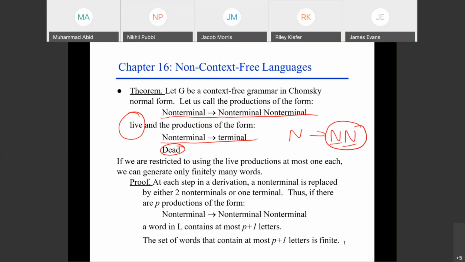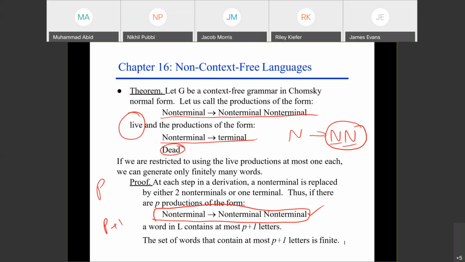So at each step in derivation, a non-terminal is replaced by either two non-terminals or one terminal. These are the only available production rules. Thus, if there are p productions of this form, live production rules, so we are saying you have a grammar, and in that grammar you have many production rules, and you have p of these kind of production rules. Then we can say that the length of that word will be at most p plus 1. The set of words that contain at most p plus 1 letters is finite.